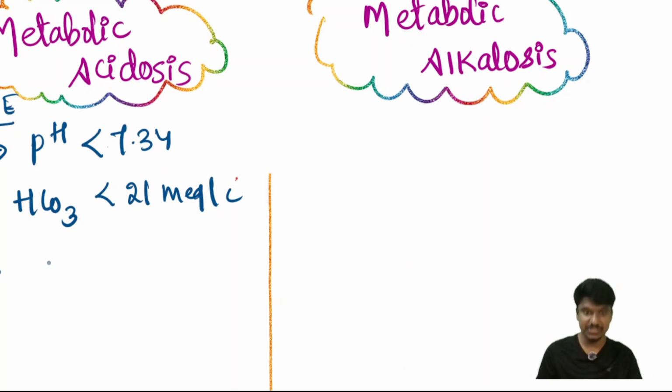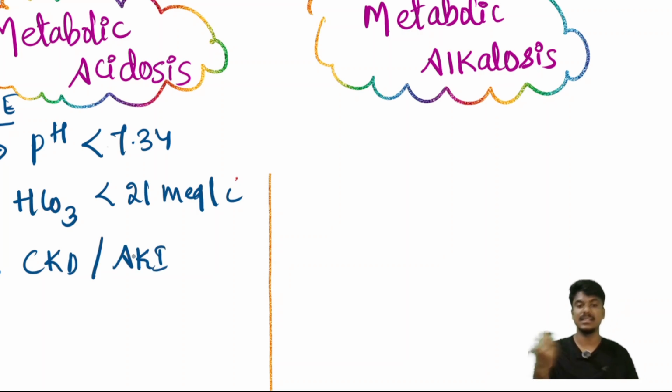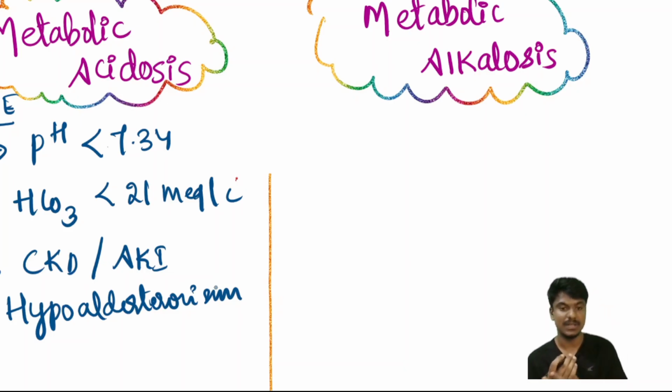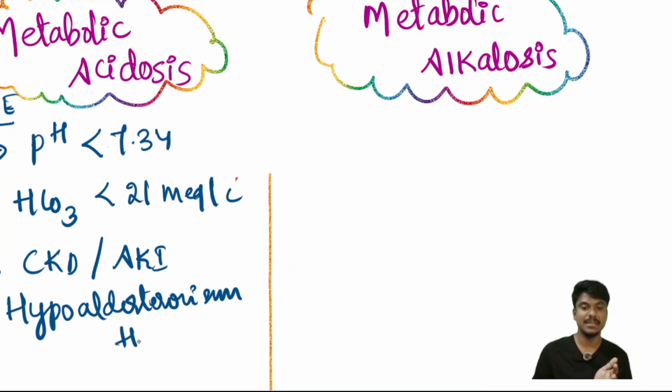As for conditions, CKD in case of kidney disease. In case of CKD or AKI, what will happen? The kidney will not be able to produce aldosterone, so in CKD there will be hypoaldosteronism. What is the function of aldosterone? It is going to retain sodium chloride and excrete the H plus ion and potassium.